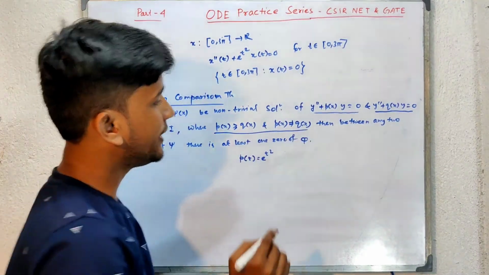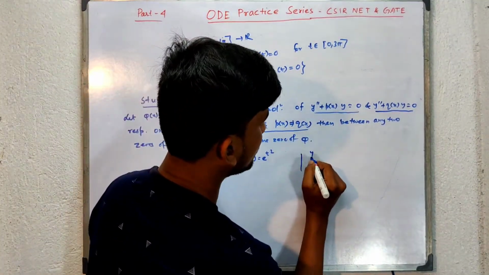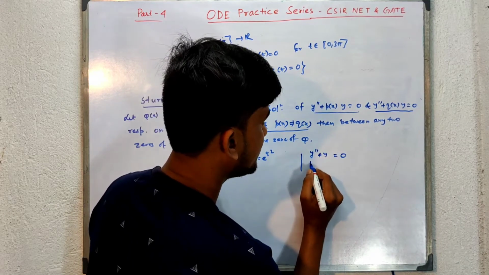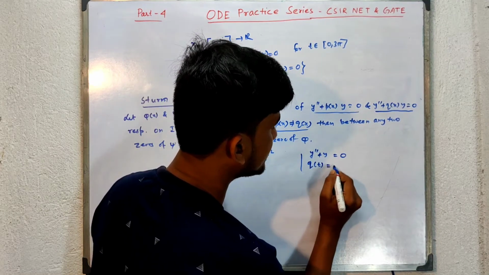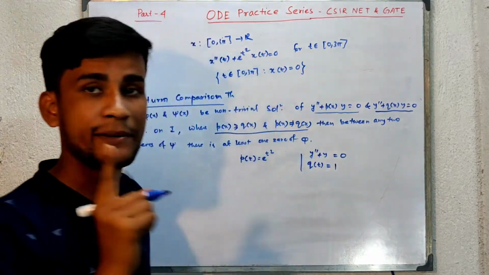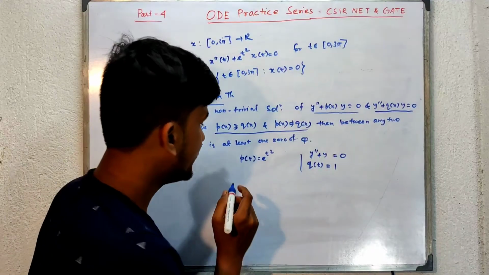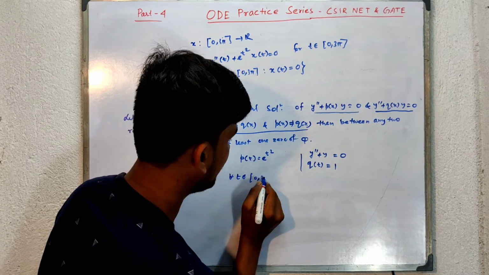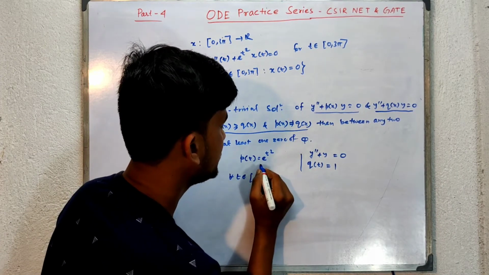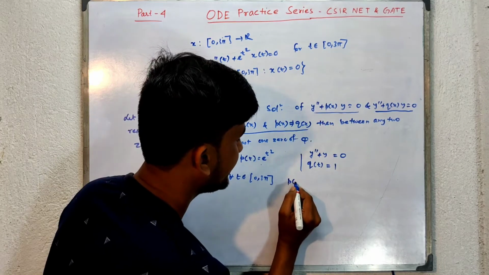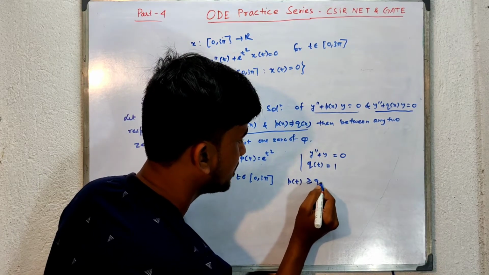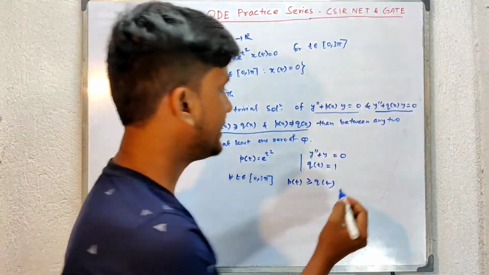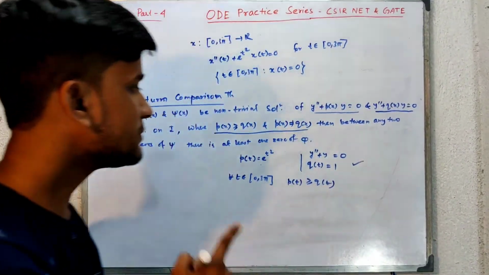If we take the differential equation y'' + y = 0, that means q(t), the coefficient, is 1. And in the interval, for all t in [0, 3π], p(t) is not equal to q(t) and p(t) is greater than or equal to q(t), which is satisfied. That means we can take this equation as q(t).